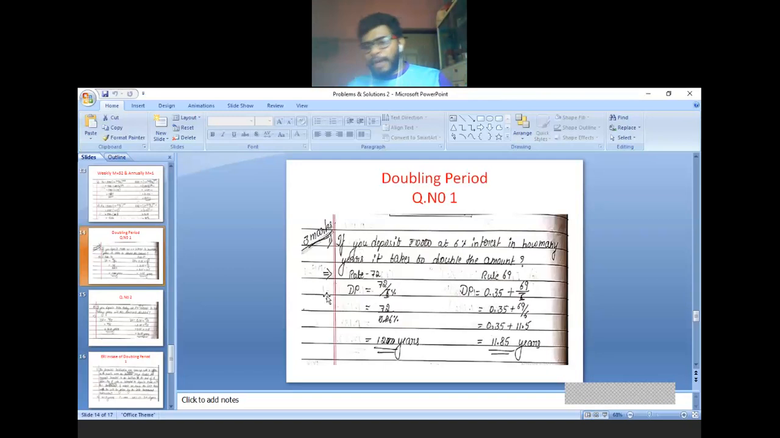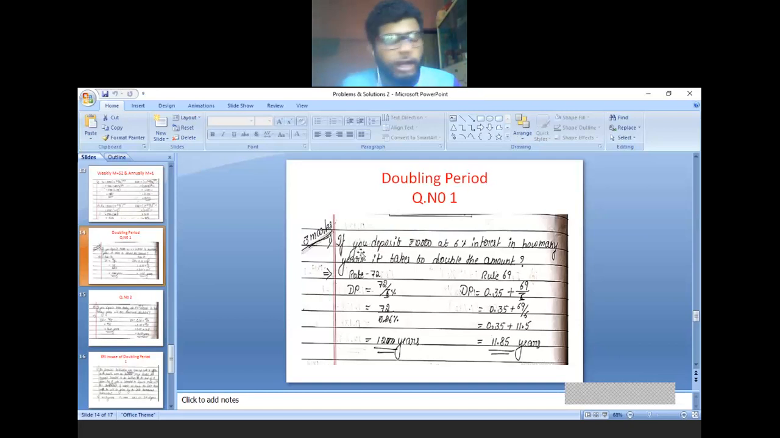Suppose you have 100 rupees in your hand. If you are investing 100 rupees in a bank, in how many years does that 100 rupees become 200 rupees? How many years does it take to double your amount? That is the meaning of doubling period. Doubling period means how many years it requires to double your amount.